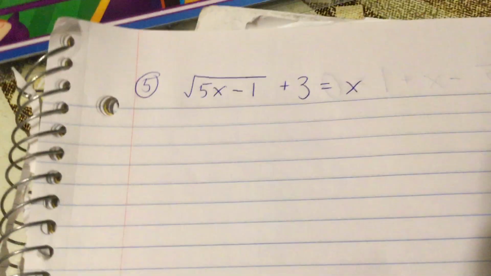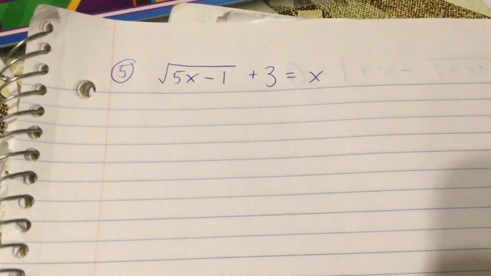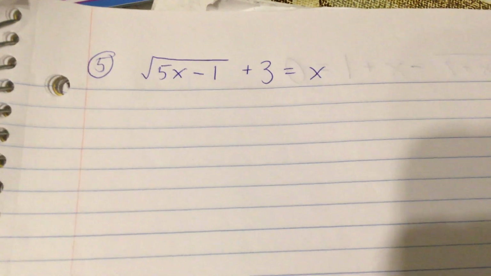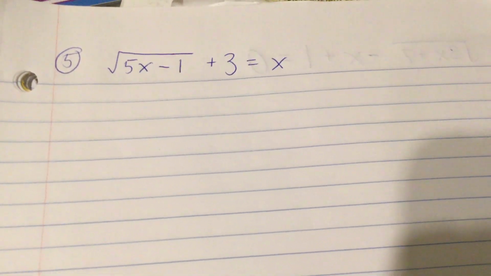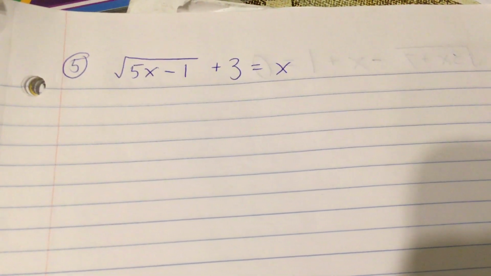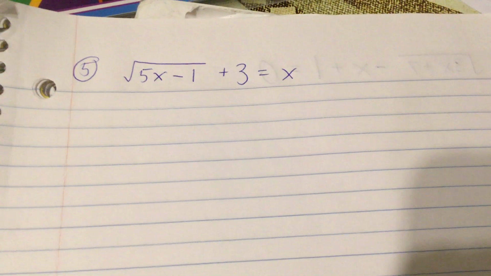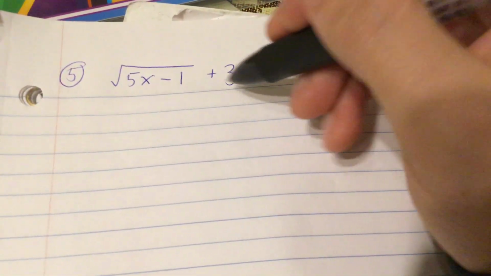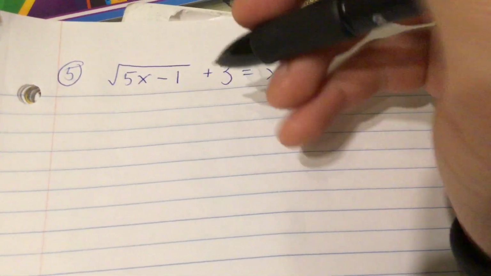Two more problems. The square root of 5x minus 1 plus 3 is equal to x. See if you can do this problem independently. Okay. So first things first, I don't like this radical plus 3. If I'm going to undo the radical, I need it isolated. So what I'm going to do is rewrite the problem.